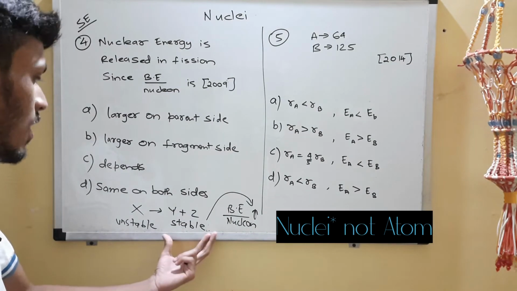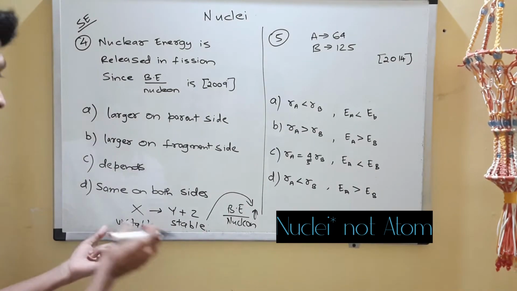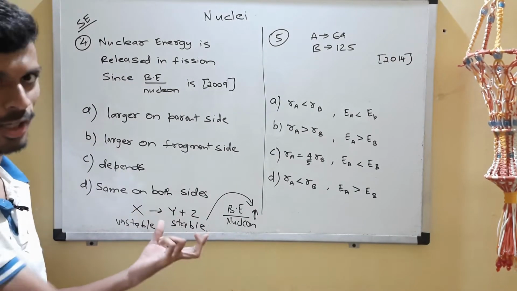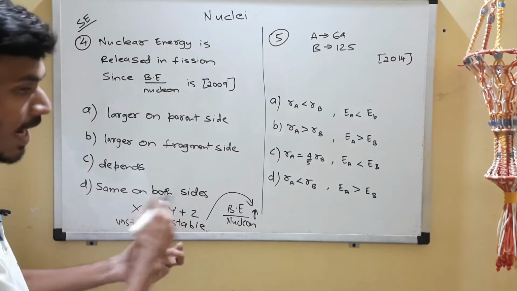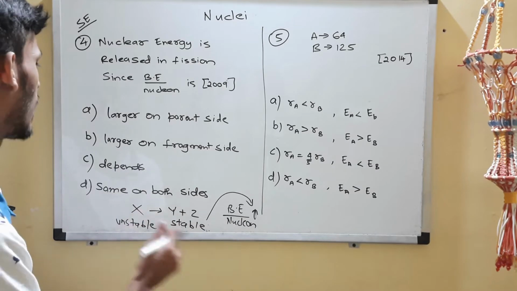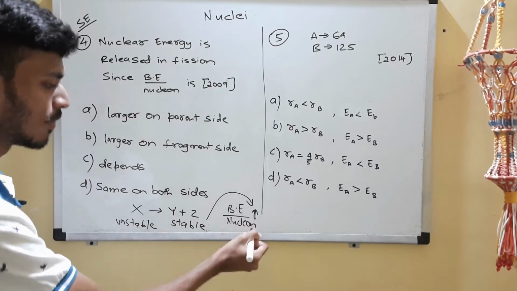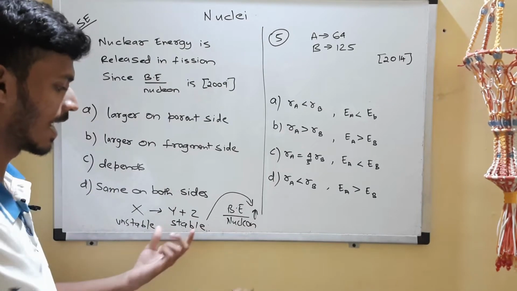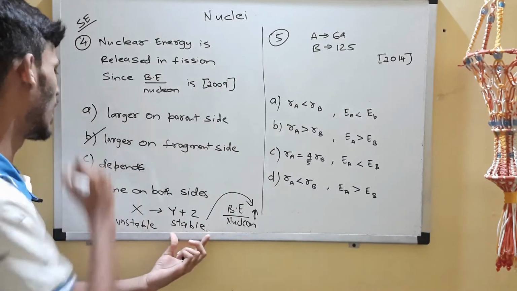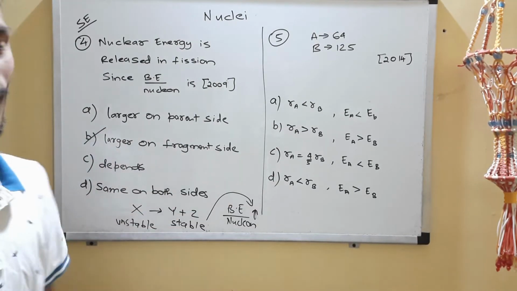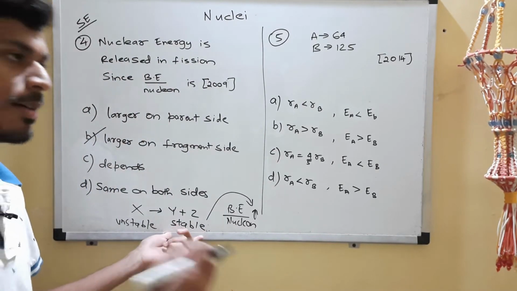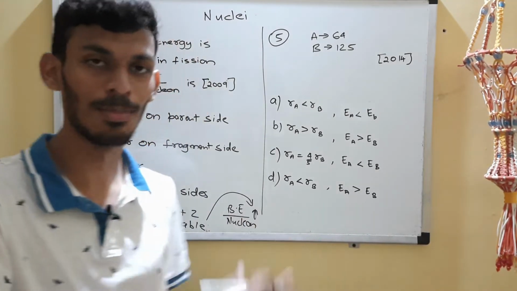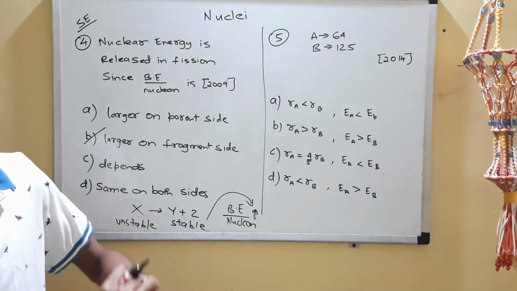So this is the fragment side, right? This is the parent, it breaks into daughter nuclei. So of course this is stable, so this is the fragment side. These are the two fragments, so the binding energy per nucleon is greater on the side which is stable, which is the fragment side. So it's larger on the fragment side. Please remember that whenever an atom is stable, its binding energy per nucleon is high.